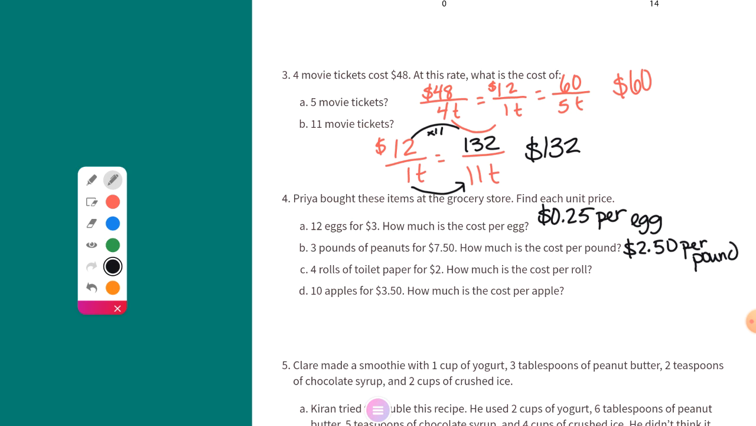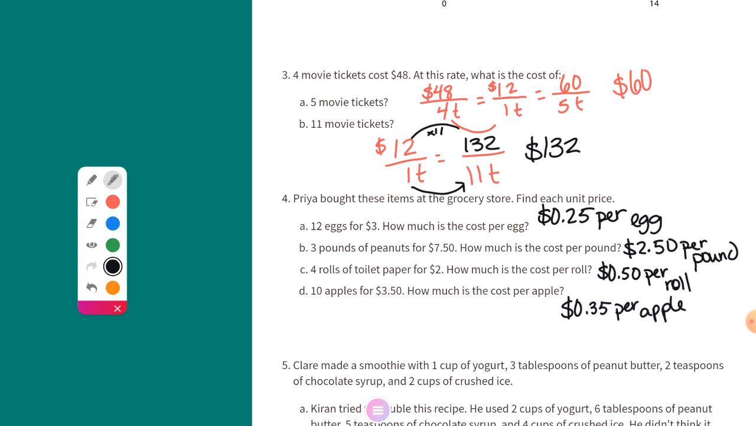Four rolls of toilet paper for $2. Mallory? 50 cents per roll. Okay, 50 cents per roll. 10 apples for $3.50. Bryce? 35 cents per apple. So 35 cents per apple.